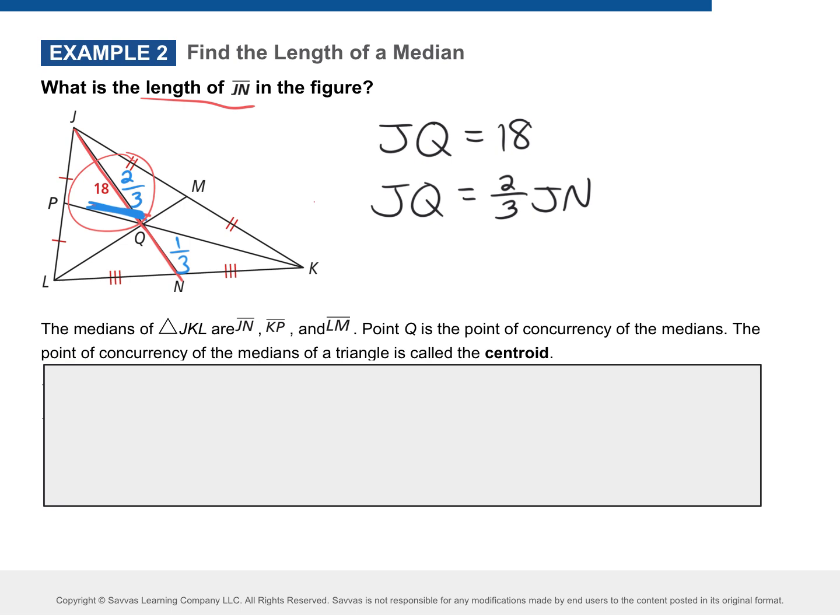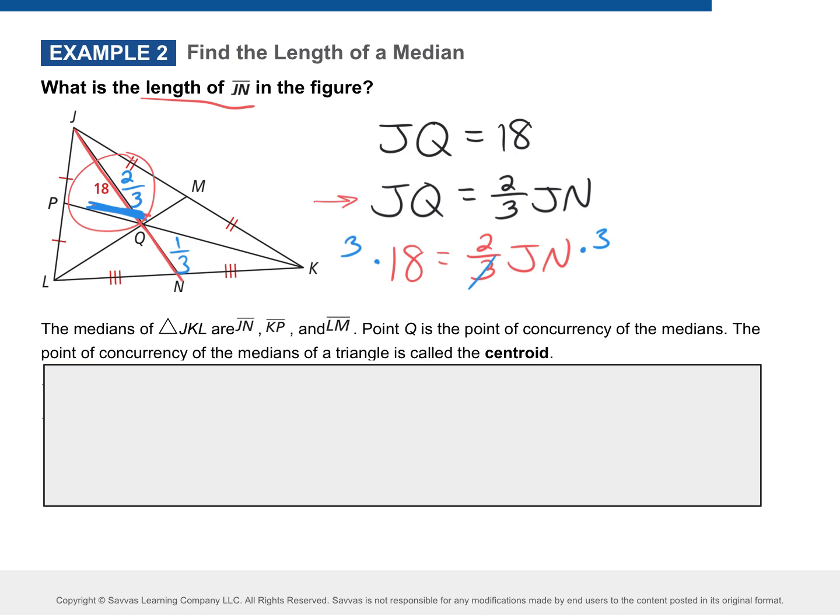We need to focus on this one right here. What does JQ equal? 18. So 18 equals 2/3 of JN. Can we solve that? Yeah. Okay. How many of you do not like fractions? Whenever you have fractions, you want to get rid of them. How can I get rid of that 2/3? Multiply by that denominator, 3. Multiply by 3 on both sides.